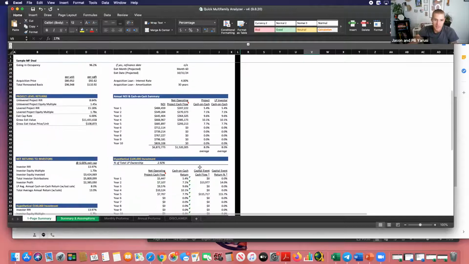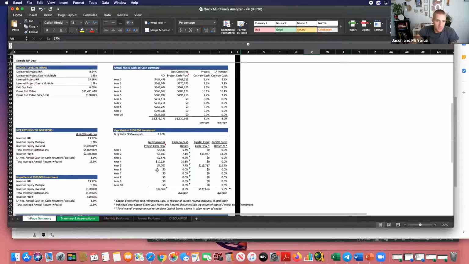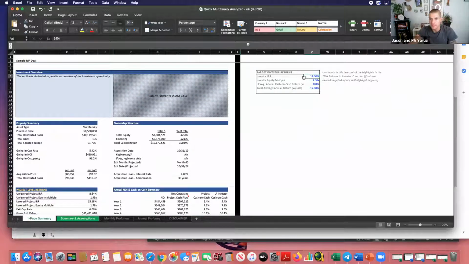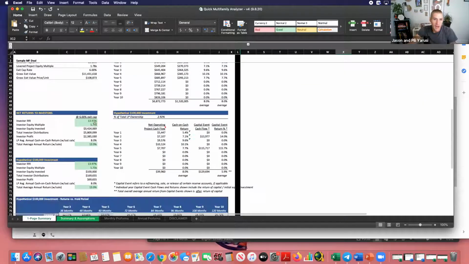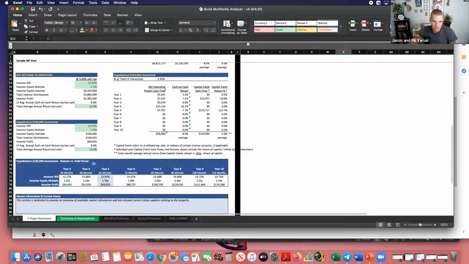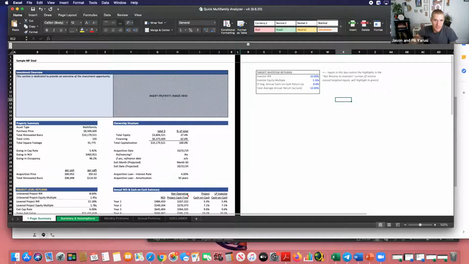What will happen is that this deal that's in here now does not hit these, but if we went back in here and, let's say, we put a 10 IRR, a 1.5 multiple, and a 12 average annual return, it will highlight those down here in green when those metrics are shown. But what you can do here is now write an investment overview.